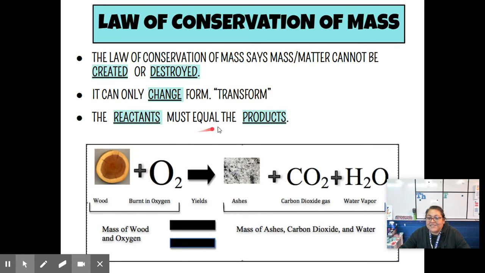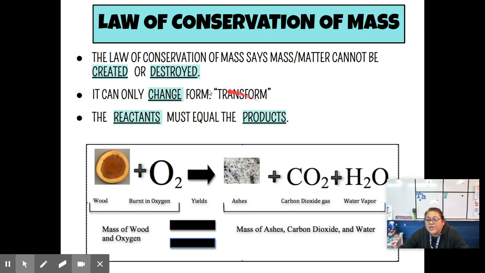The reactants must equal the products. So however many carbon or hydrogen or oxygen I start out with, I must have the exact same amount when I make these new products. They may have paired up differently into new substances, but they're all accounted for.